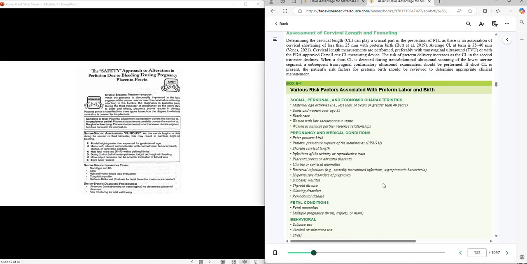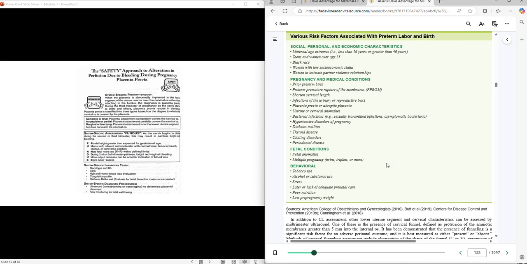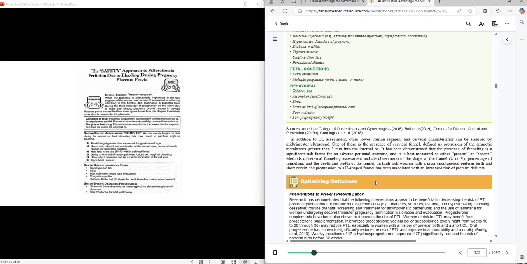Table 6.4 is talking about the various risks for preterm labor and birth. Make sure you read through that. There's social, personal, economic, pregnancy-related, fetal conditions, and behavioral, of course. And we know the big substance abuse is a huge factor. Okay, smoking is a huge factor. You can flip to page 256 if you want to, and there's some more preterm labor labs that are listed there. We'll talk about those later on.